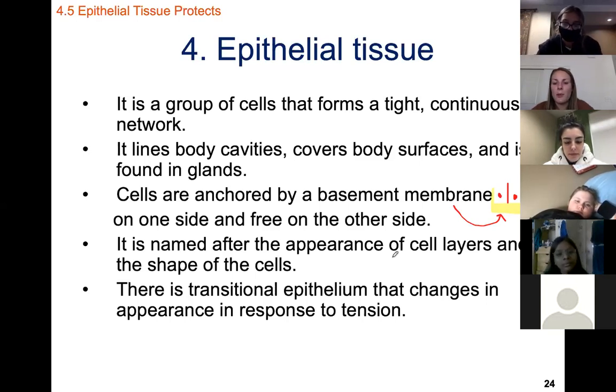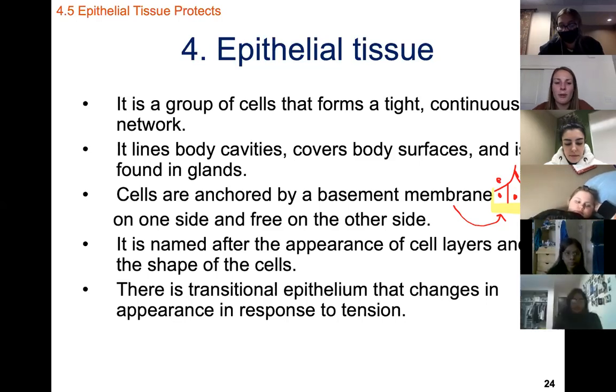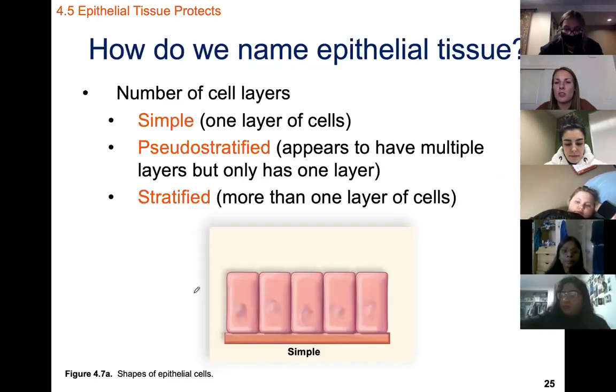They're named after their appearance of cell layers and cell shape. So there's different types of epithelial tissue, and we'll talk about that. Some of them are layered, like this. My drawing is not that great, I really apologize. There's better pictures coming up here. There's also transitional epithelium that changes in appearance in response to tension.